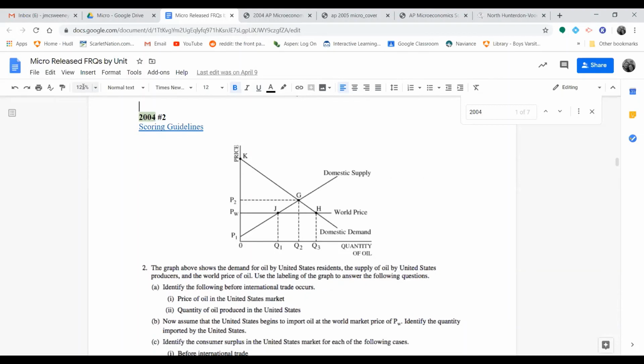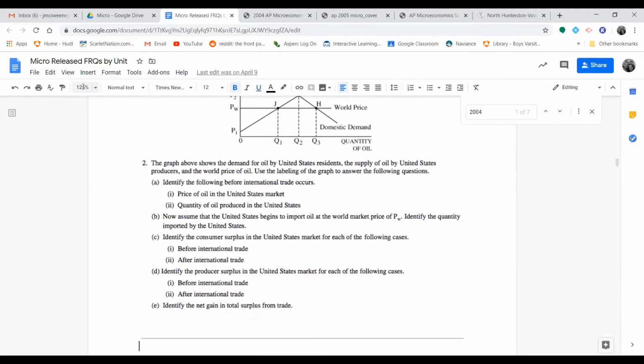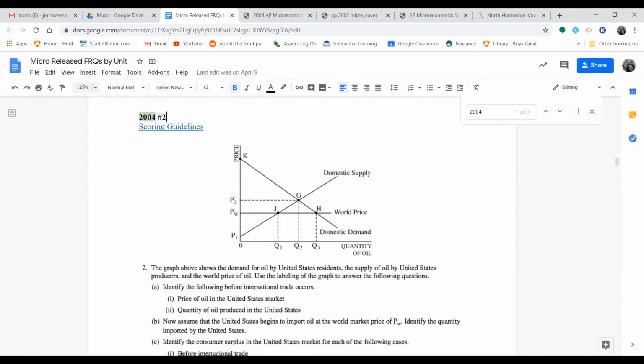E is just going to be asking us what now is the increase, or the net gain, in total surplus from the trade. So what is going to be our increase in total surplus from this? And the answer is going to be JGH. That's that little triangle that increases the amount that we can purchase. And that is it for 2004 number 2.